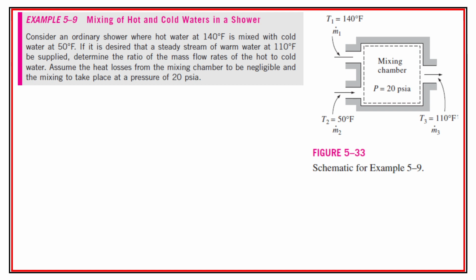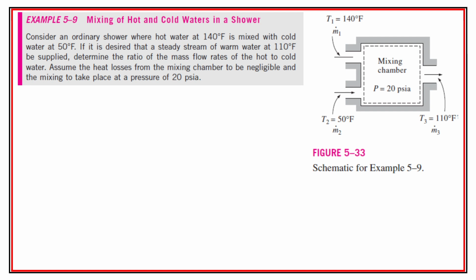We're going to use US units. Consider an ordinary shower where the hot water is 140 degrees Fahrenheit, and it's mixed with cold water at 50 degrees Fahrenheit. If it is desired that a steady stream of warm water at 110 degrees Fahrenheit be supplied, determine the ratio of the mass flow rates of the hot to cold water.